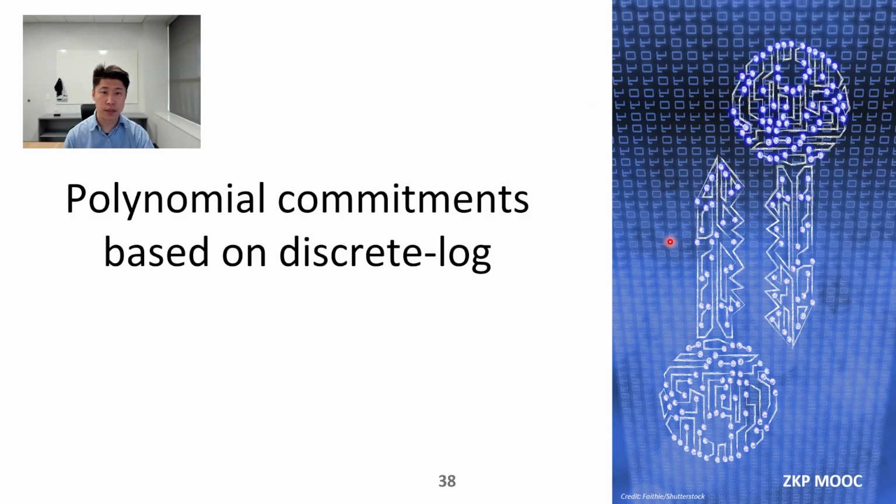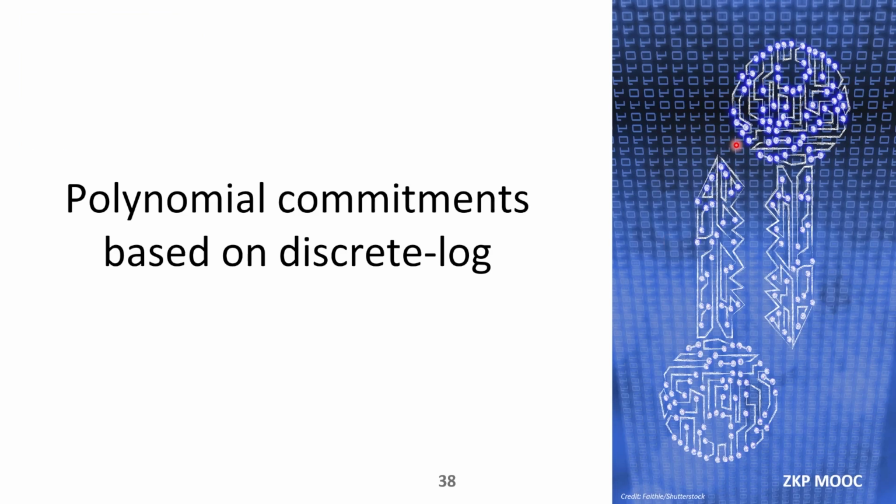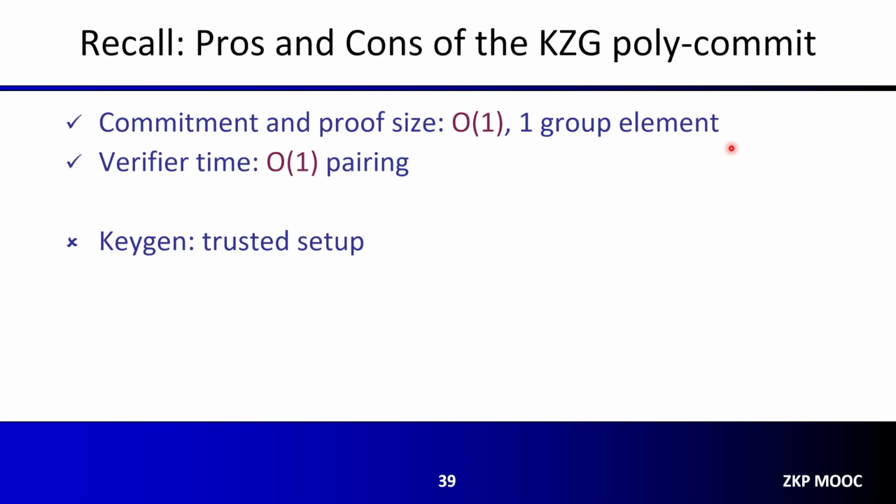Welcome back to the last segment of this lecture. In this segment, I'm going to talk about polynomial commitment scheme without trusted setup based on discrete logarithm. Recall that the KZG polynomial commitment scheme has very impressive performance in practice. Both commitment and the proof size are only order of 1. It's one group element each, and verifier time is only one pairing equation.